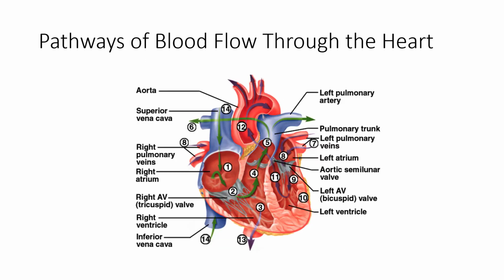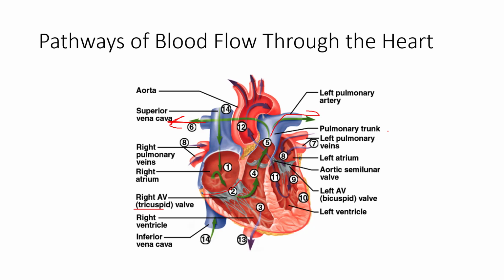So again, just a reminder of pathways of blood through the heart. Blood returns from the periphery to the heart through the venous system, and enters the heart through the vena cava. We have our superior and inferior vena cava, which dump into the right atrium on the right side of the heart, which passes through the right AV valve, the right atrioventricular valve, which is also known as the tricuspid valve. And then that blood continues into the right ventricle, through the pulmonic trunk into the pulmonary artery, which returns it to the lungs to be oxygenated.